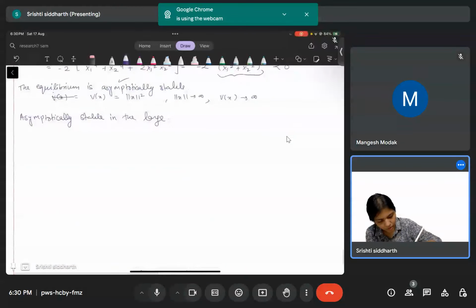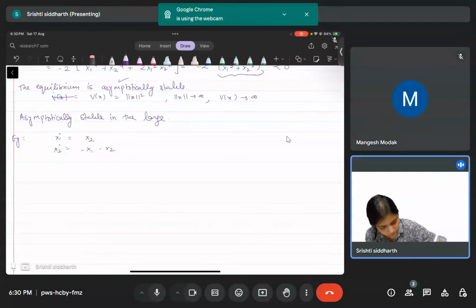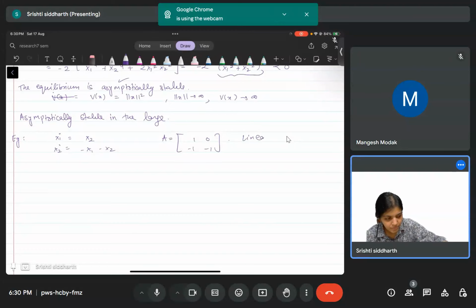Okay. So here is another example. Now we have a linear system. So x1 dot equals x2 and x2 dot equals minus x1 minus x2. So what's the matrix? 0 1, minus 1 and minus 1. So it's a linear system.